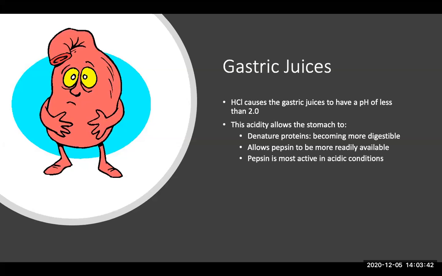For the gastric juices within the stomach, hydrochloric acid causes these juices to have a pH of less than 2, so very acidic. This acidity allows the stomach to denature or kill off proteins, which helps to make them more digestible. It allows pepsin to become more readily available, and pepsin is most active in acidic conditions, which it needs.